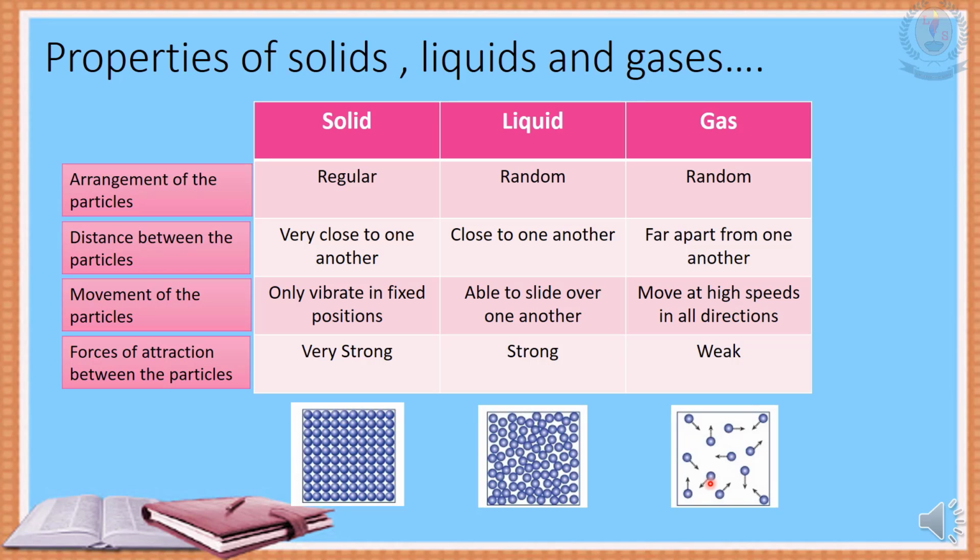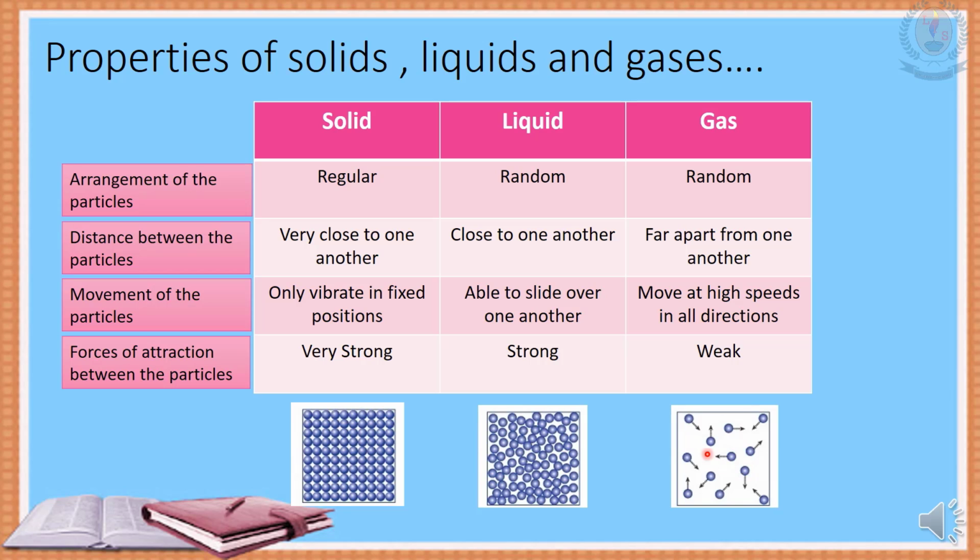Gas particles move at high speed in all directions. You can see here the black arrow is showing the random movement of the particles, right? So there's no particular pattern here and there. They are moving in all directions, right? That means the gas particles have free movement.